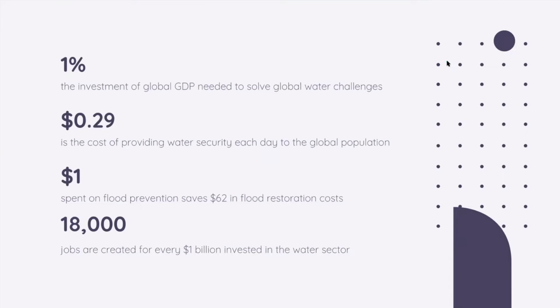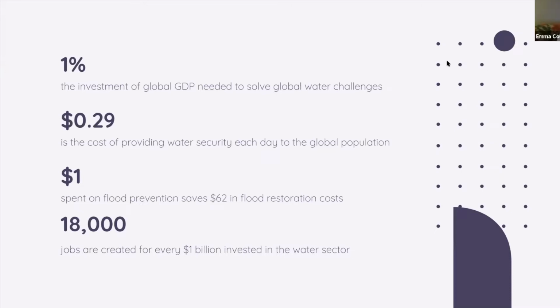29 cents is the cost of providing water security each day to the global population. I don't see many thumbs up. That's okay. $1 spent on flood prevention saves $62 in flood restoration costs. 18,000 jobs are created for every $1 billion invested in the water sector. Oh, I see a thumbs up. Nice. Does anyone have any reactions to these facts or any thoughts?